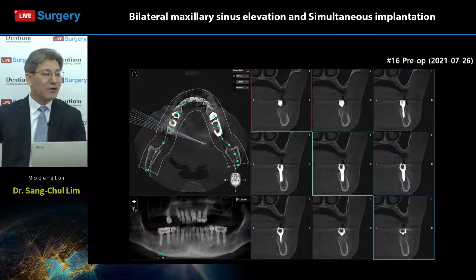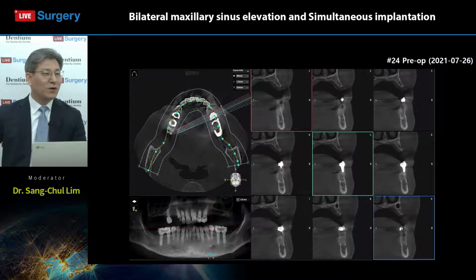About the 16 area, what about this area? I think this area needs a lateral approach for sinus elevation because the remnant bone is smaller in volume. So it is not enough for implantation, initial fixation. So sinus elevation by lateral approach and implantation should be approached simultaneously.